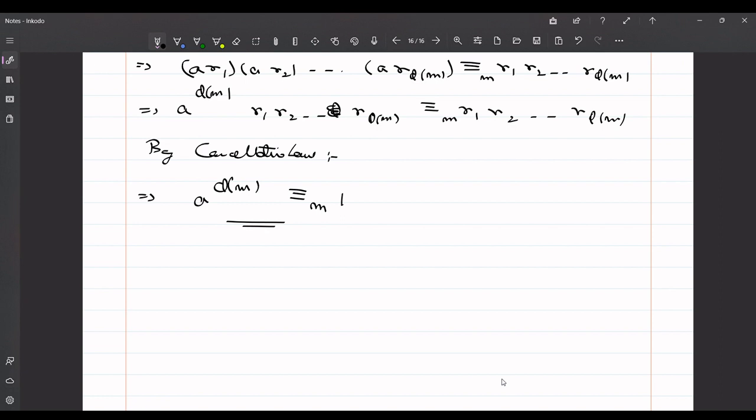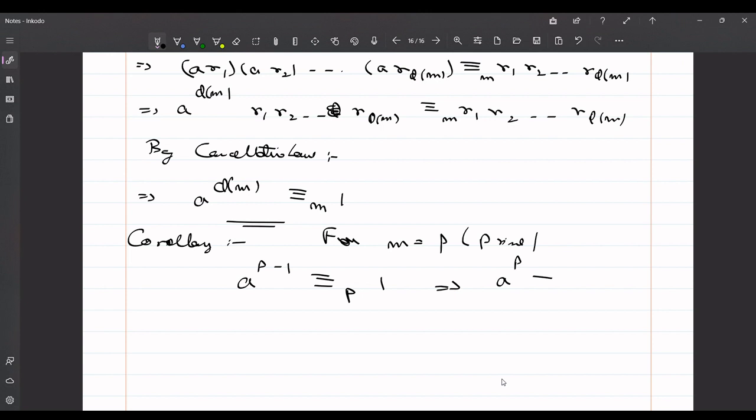Clear? So from here we take the corollary into consideration, that is, for M equal to P, a prime number, we have A to the power P minus 1 congruent to 1 mod P, that is A to the power P is congruent to A modulo P. That's Fermat's little theorem. Clear?